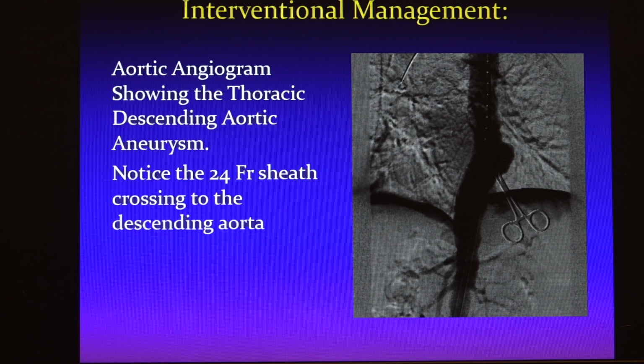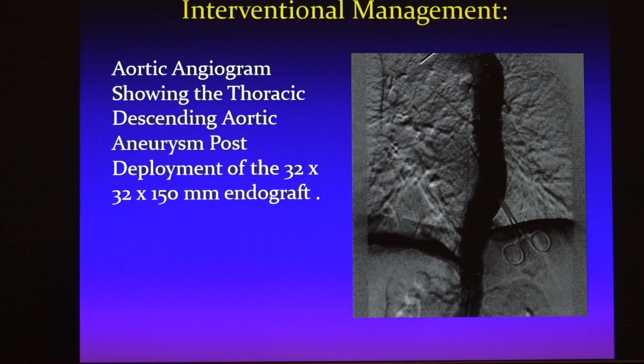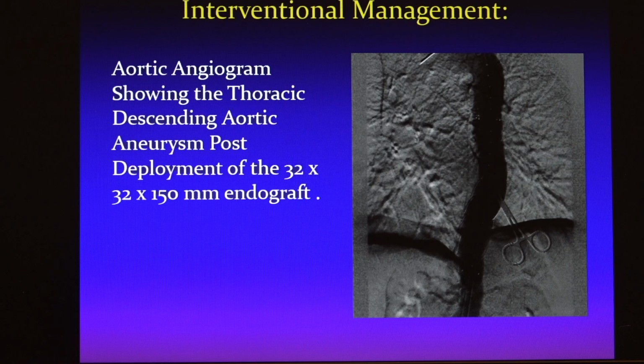So here you can see the aneurysm before the repair. The repair itself really was the easiest part of it. Once we have the sheath in place and the patient is stable, we went ahead and deployed the graft. We used a 32 by 32 by 150 millimeter endograft. We got very good results. You can see here the shadow of the aneurysm, and you can see we excluded the flow to it very well, and there's no extravasation at this point.